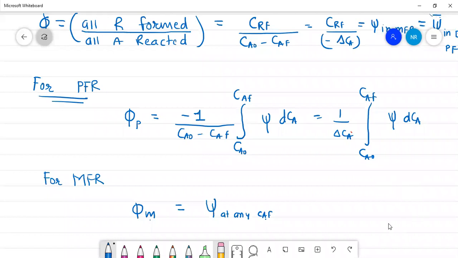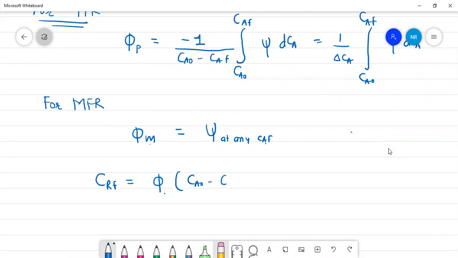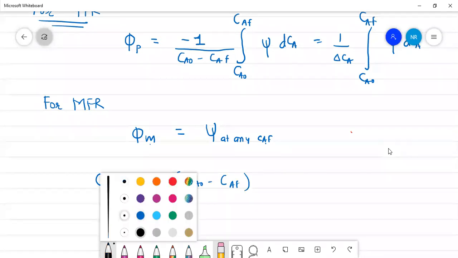So if I want to find the CRF, we don't worry about anything, we just have to find the CRF. We have to use only one reactor, or we have to use this one: CRF is equal to the overall fractional yield multiplied by CA0 minus CAF. That is the equation we have to use during the calculation of CRF.